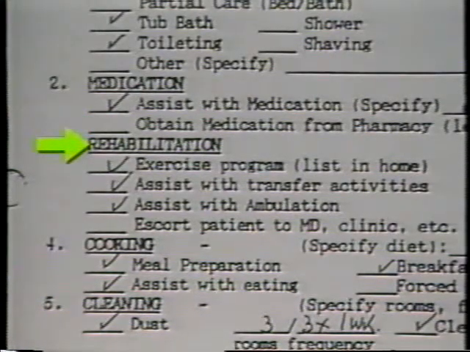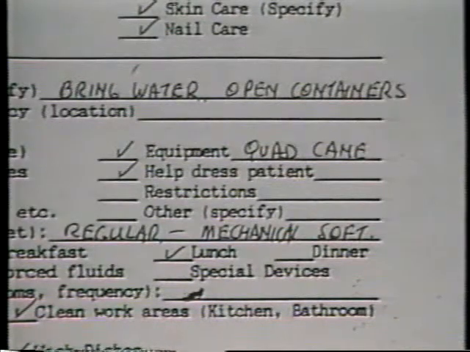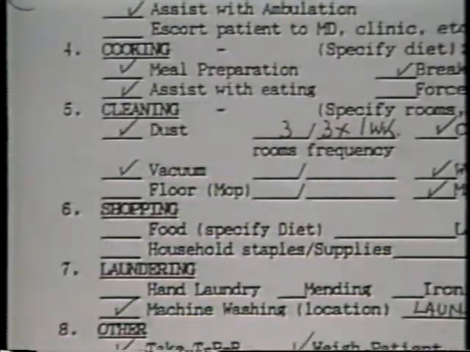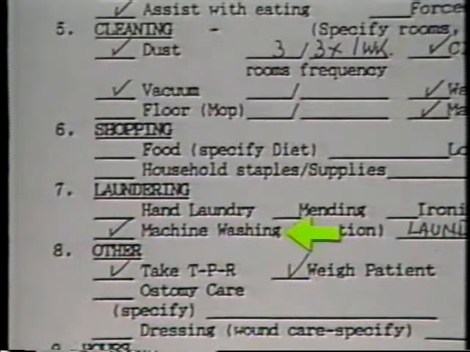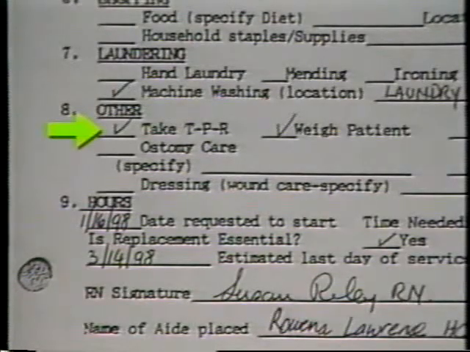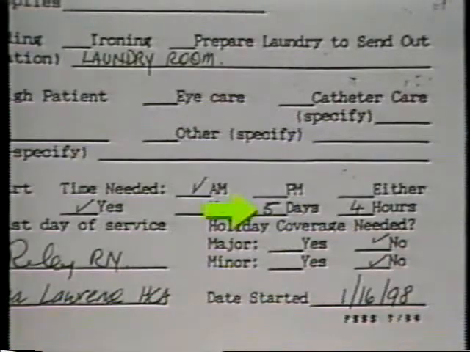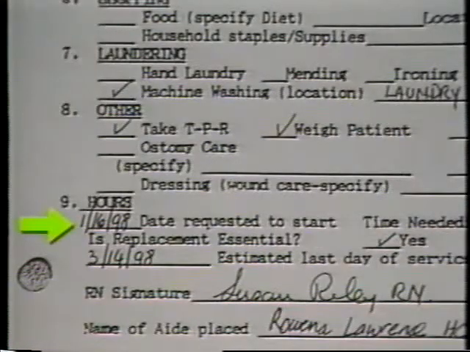The rehabilitation section lists the client's needs for assistance with transfer, ambulation, escort, and help with dressing and undressing. The sections on cleaning and shopping list home care duties to be performed and their frequency. These sections detail the client's diet, supplies to be obtained, and how laundry is to be done. The final sections list care, such as vital signs and weighing, the hours that the aide is to be in the client's home, and the start date. It is signed by the registered nurse.